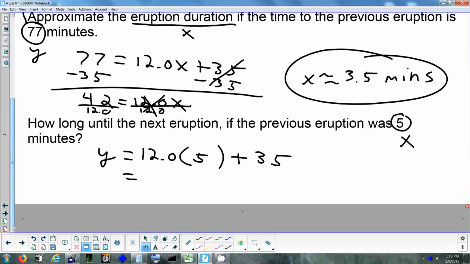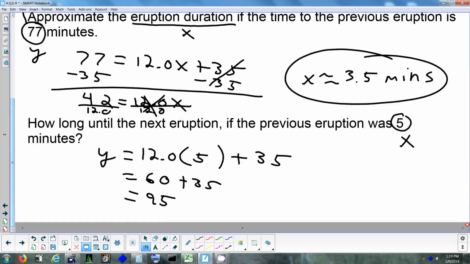Joe? Yes, 12 times 5 gives you 60. I did it right. 95 what, Joe? Minutes. Yeah, so if the previous eruption lasted 5 minutes, you're not going to see another one till 95 minutes later. How often does it erupt?